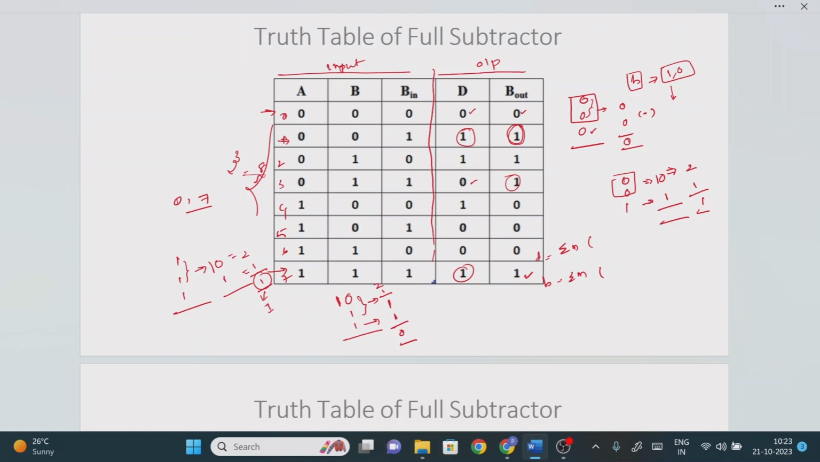So minterms means representation of the SOP function, right? First we will find the output for the difference. Where do we have the SOP? This is an SOP function. What is the input value? The input value is 1, so just write down 1. Next, this is the SOP function.